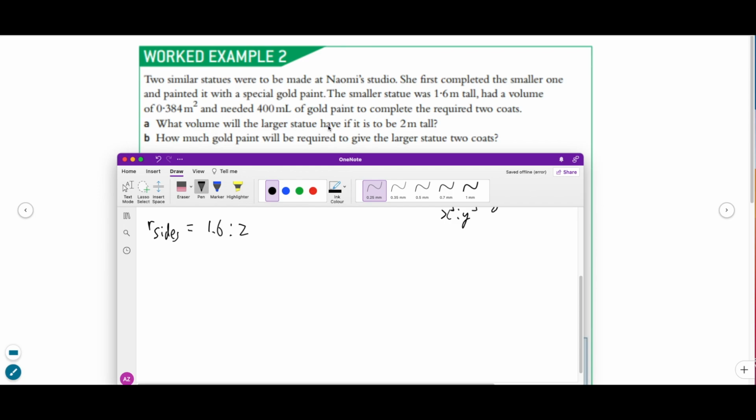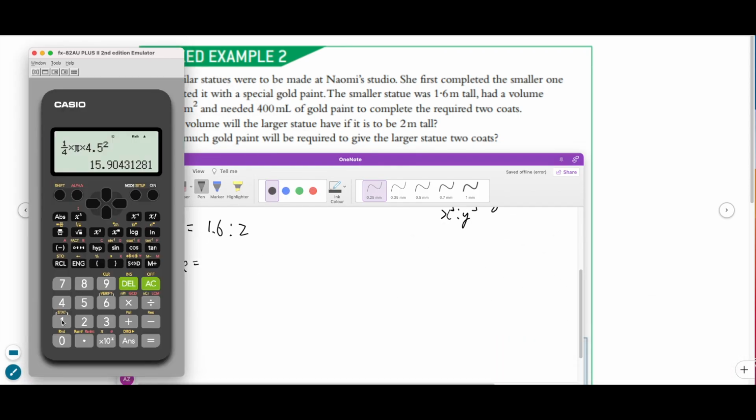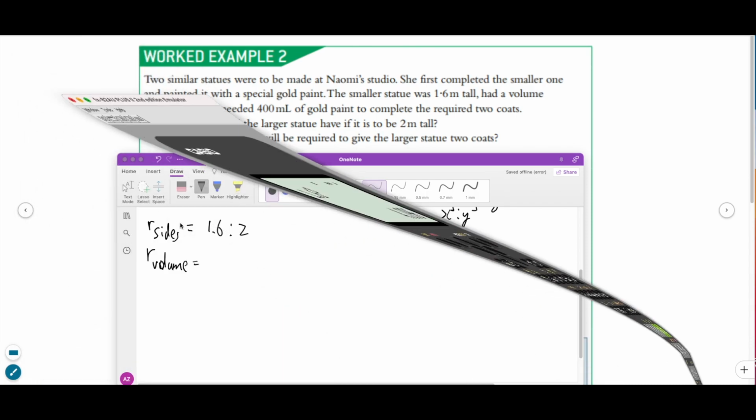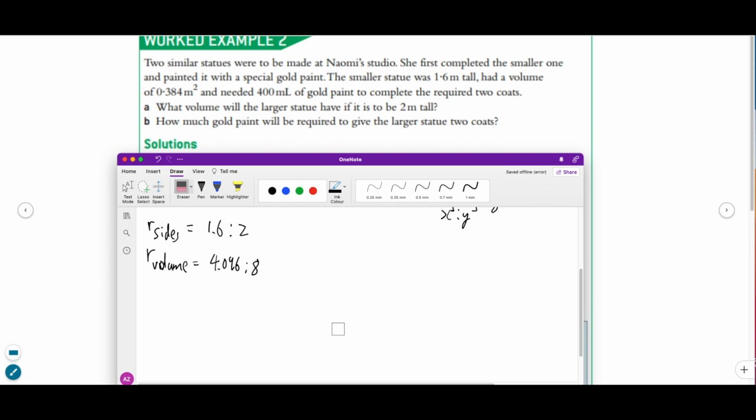What volume would the largest statue be if it was 2 meters tall? Okay, so then we have to work out the ratio of the volumes, right? To work out the ratio of the volumes, we just have to cube both these values. So 1.6 cubed and 2 cubed. What's 1.6 cubed? We just type it into a calculator. 4.096. Then 2 cubed is just 8, right? So the ratio of the volumes is 4.096 to 8.